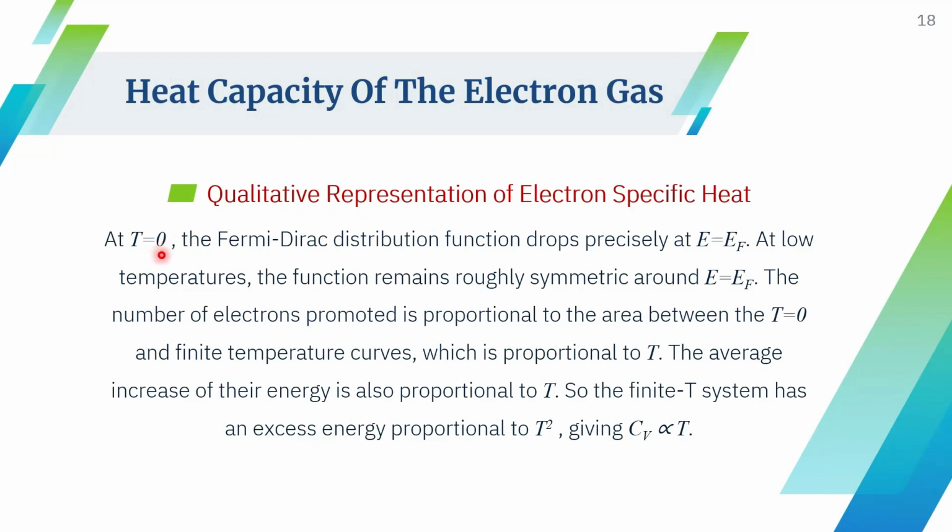temperature T equals 0, the Fermi-Dirac distribution function drops precisely at E equals EF. At a low temperature, the function remains roughly symmetric around E equals EF. The number of electrons promoted is proportional to the area between the T equals 0 and the finite temperature curves, which is directly proportional to T, and the average increase of their energy is also proportional to T. So the finite temperature system has an excess energy proportional to T square. So the specific heat capacity is directly proportional to the temperature.